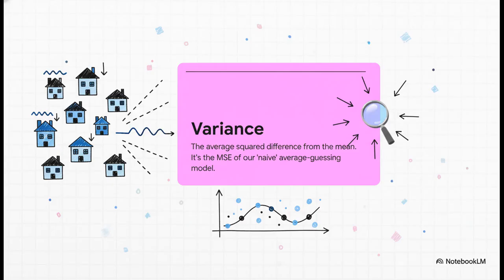And what's really interesting is that the error of this lazy, average-guessing model already has a name in statistics. It's called variance. All variance really measures is how spread out the actual house prices are from their own average. So in a way, the variance tells us the total amount of error we're starting with before our model even tries to make a prediction.